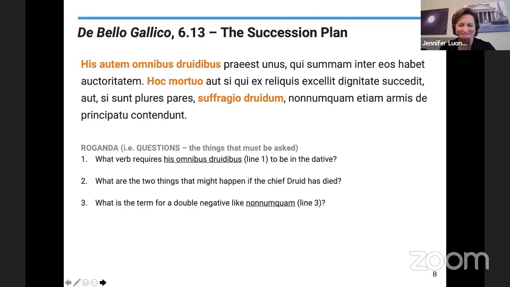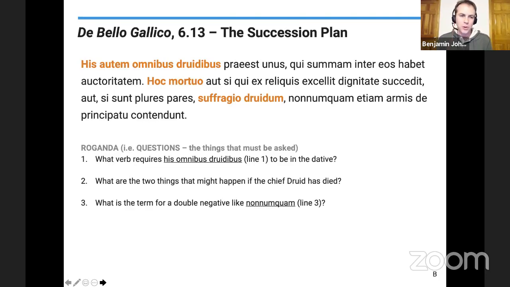So we're going to start off by jumping straight into the Latin here because we have so much. We have to finish up chapter 13, then we have to do chapter 14. We were previously talking about the Druids and all of the fun things. Chapter 13 is going to continue talking about them, and so is 14. This first section talks about what happens when the chief druid happens to die.